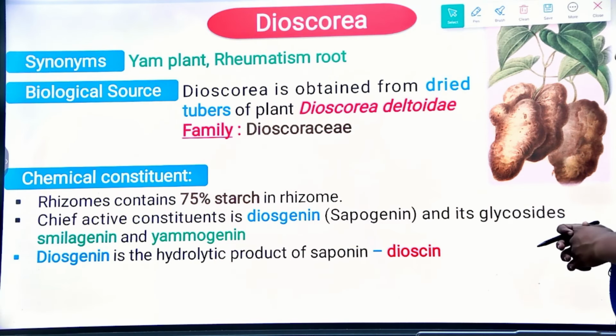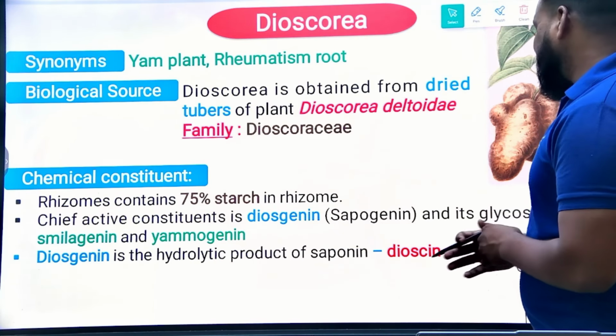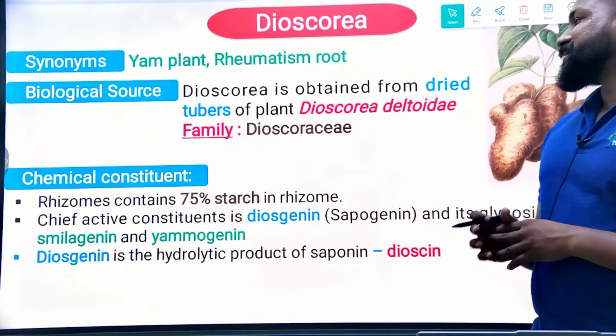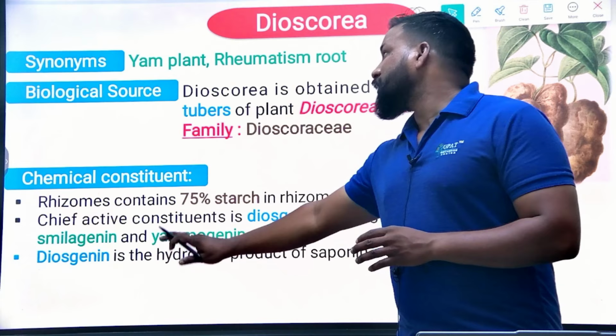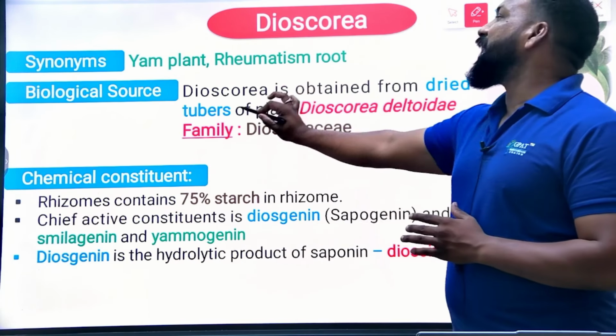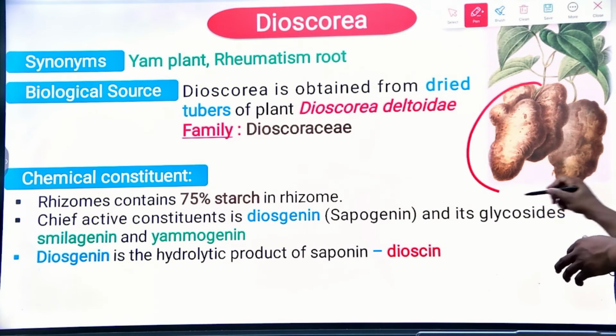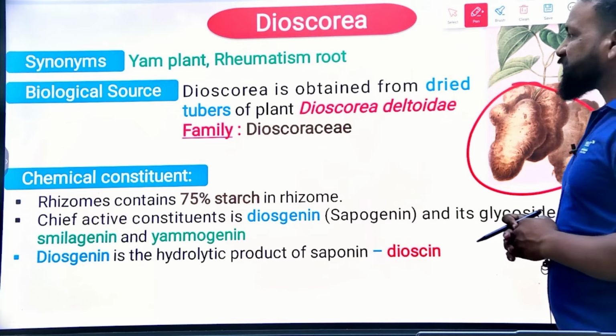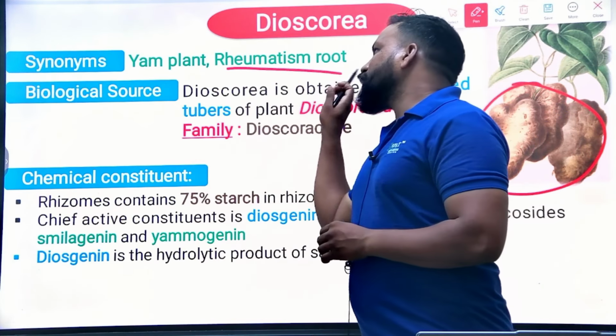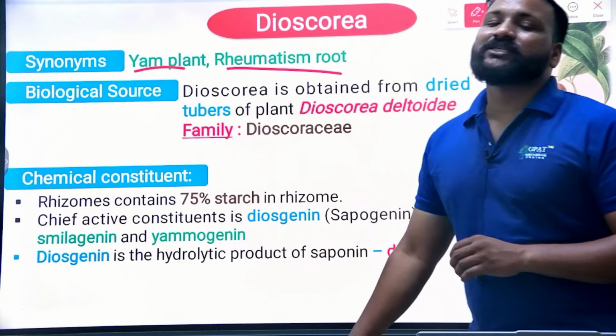Because yes, we know already. Its chief constituent is dioscin, that is a saponin, and its glycoside is dioscin. Dioscorea is synonymous with yam or wild yam. It's a tuber, and it's known as rheumatism root because of its pharmacological property. That's the reason it is known as yam or wild yam.